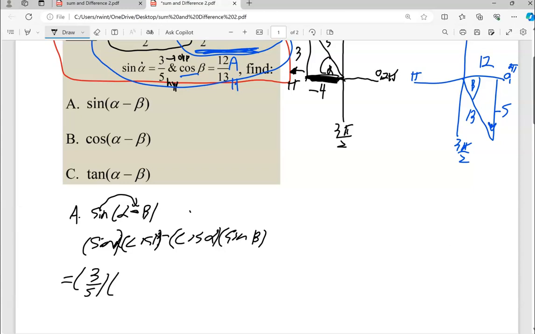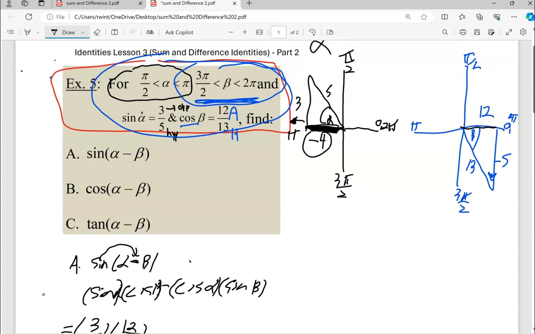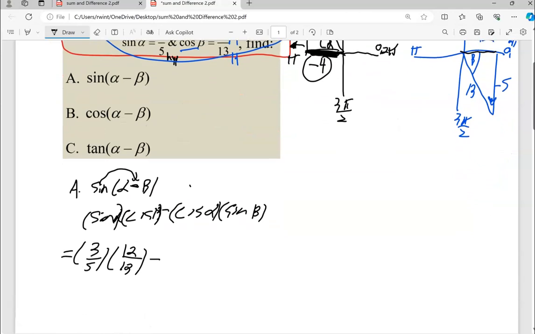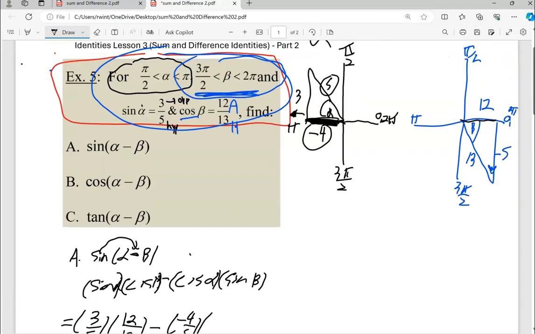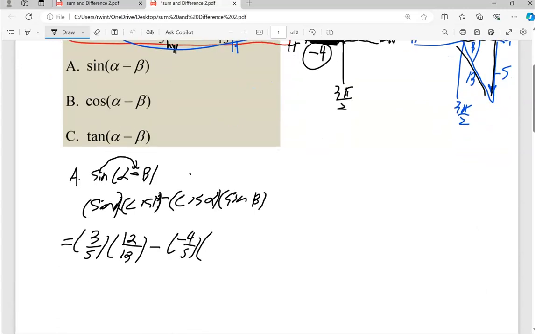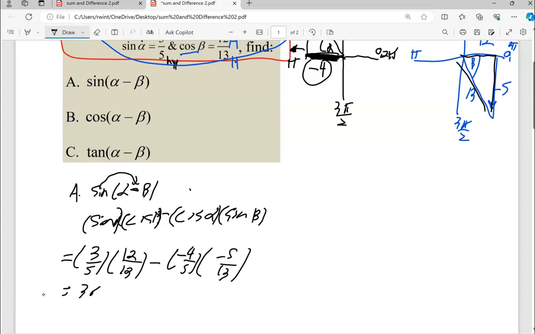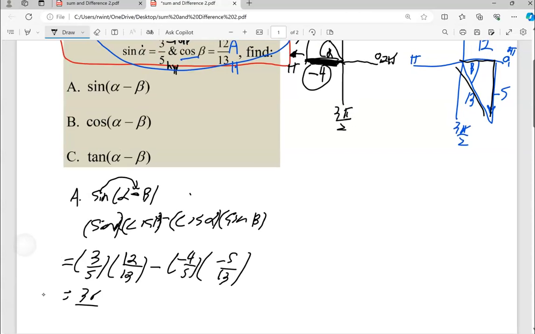Cosine beta. Cosine is adjacent over hypotenuse. That's 12 over 13. Minus cosine alpha is adjacent over hypotenuse. So I get negative 4/5. And then sine of beta, I get negative 5/13. So a little multiplication here. 3 times 12 is 36. 5 times 13. My handwriting is terrible.